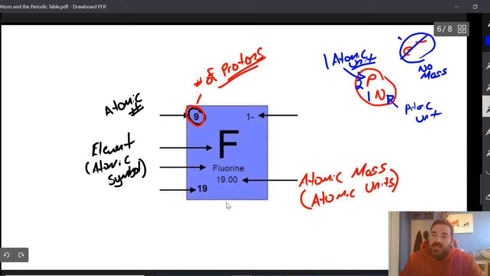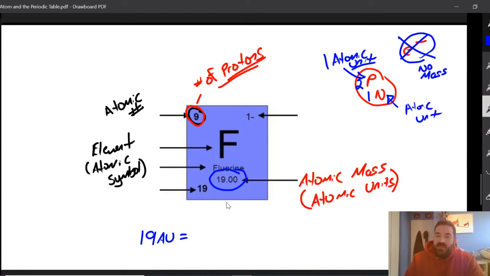And if electrons aren't contributing to the mass of the atom, the only other subatomic particles that are contributing to the mass of the atom are the proton and the neutron. So if this is the total mass, then 19 atomic units is equal to the mass of the protons plus the mass of the neutrons. And because one proton is equal to one atomic unit, if the atomic mass is 19 atomic units, then I know there's 19 protons and neutrons total in the nucleus. So if the atomic mass is 19, then I know that the number of protons plus the number of neutrons is equal to 19.